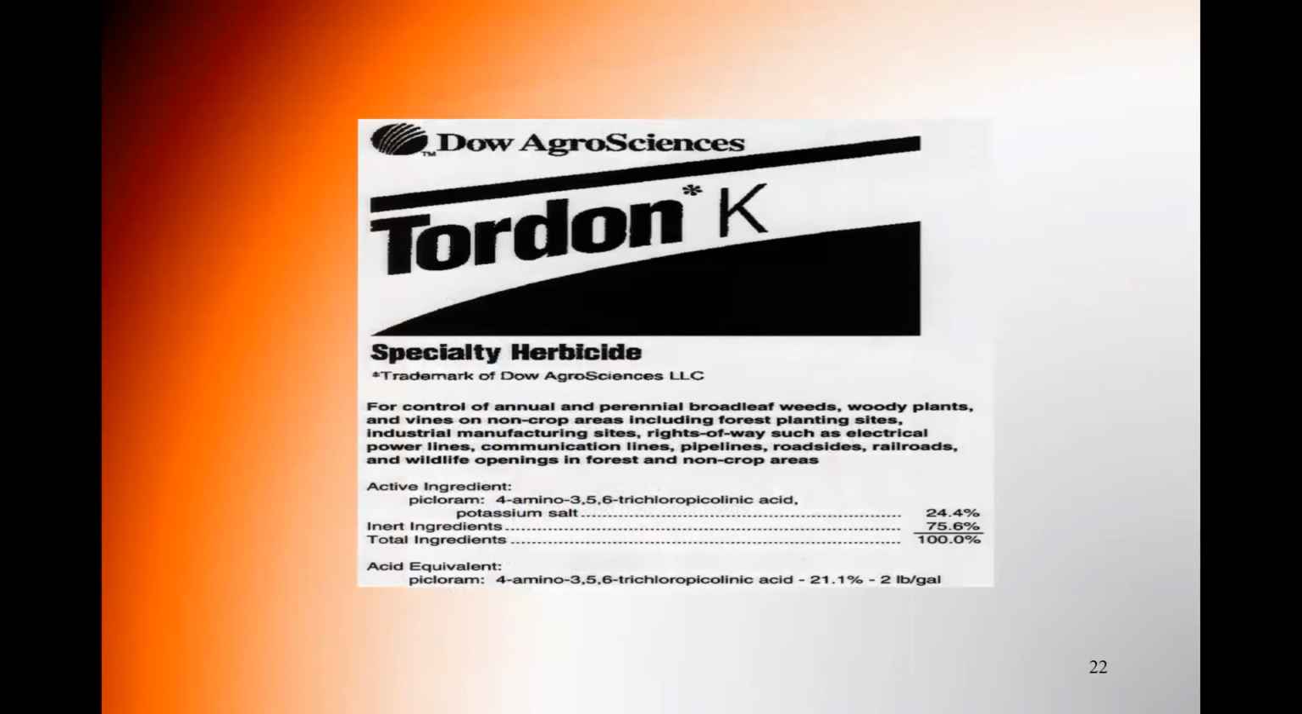Tordon K is the same chemical as Tordon 22K. However, it's mainly for use in non-crop areas. So you can't use Tordon K in the same areas as Tordon 22K. To do so is a violation of federal law. So now when you look at those, you say, well, that says Tordon K. Well, that's different than Tordon 22K. But just to the casual observer, they may not pick up on that. So that means that you have to pay a little attention when you're buying these chemicals. Both are restricted use, but different application sites.